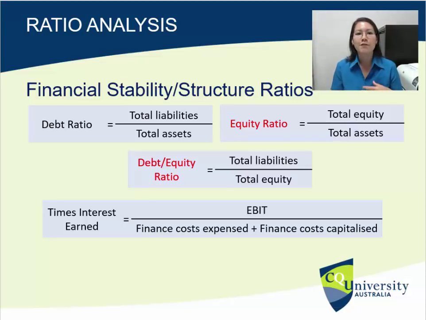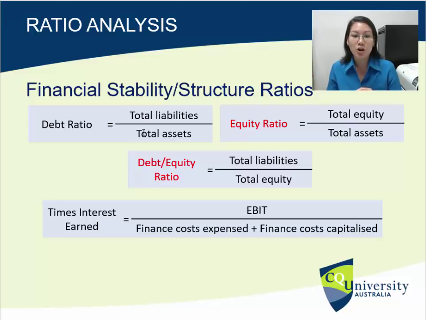Have we predominantly funded our assets with debt or external borrowings, or have we predominantly funded them with owner-generated funds such as shares? So with long-term stability, we calculate a debt and an equity ratio, which simply measures what proportion of your assets are funded by debt or equity. Both of these ratios should add up to 100%, because if it's not funded by debt, it's got to be funded by equity, or vice versa. For example, if you have a debt ratio of 40%, your equity ratio will be 60%.